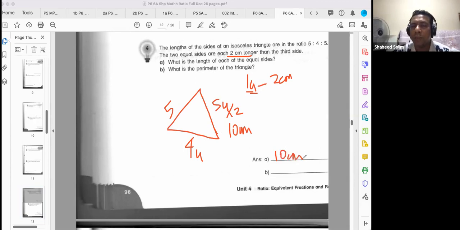Then I ask you what's the perimeter. Well, this one you times 2, you get 8 cm. So 10 plus 8, 18. But the answer is not 18, you must add another one here. Another 10. 10 plus 10, 20. 20 plus 8, 28 cm.